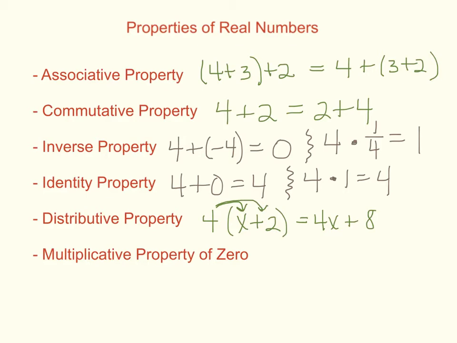Multiplicative property of 0 states that if you take any number times 0, no matter what that number is, it will be 0. 0 times 0, 1 times 0, 4 times 0, negative times 0, fractions times 0. Anything times 0 will remain 0. And those are your properties of your real numbers.